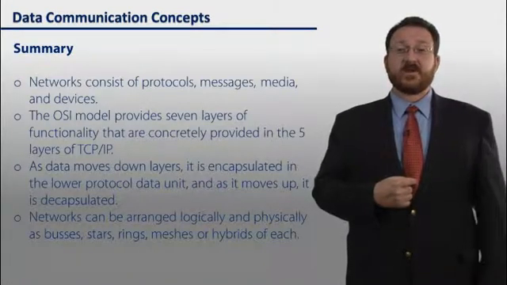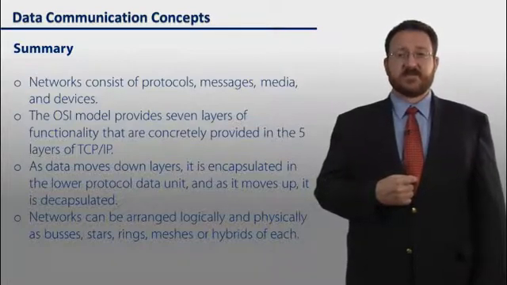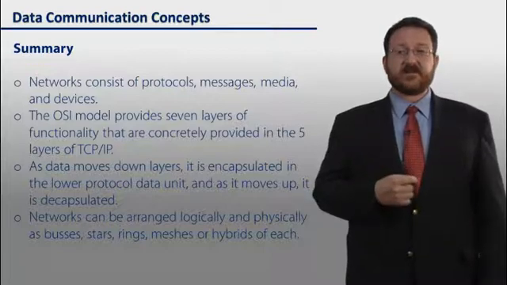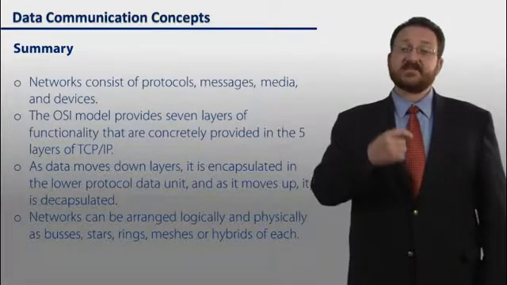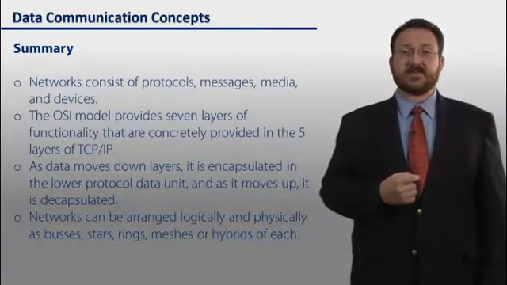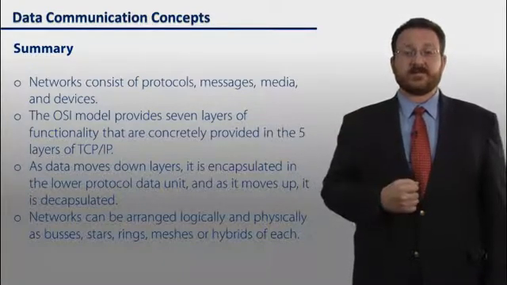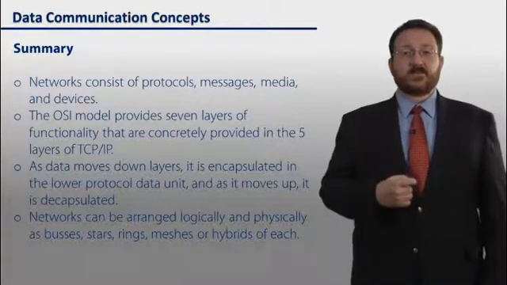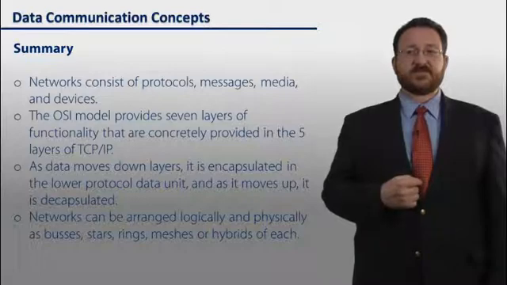In summary, networks consist of 4 elements: protocols, messages, media, and devices. The OSI model provides 7 layers of abstraction that are concretely provided in the 5 layers of the TCP/IP model. As data moves down layers, it gets encapsulated in the lower protocol data unit formats, and as it transmits across and then moves up the other layer, it's decapsulated. Networks can be arranged logically and physically as buses, stars, rings, meshes, or hybrids.